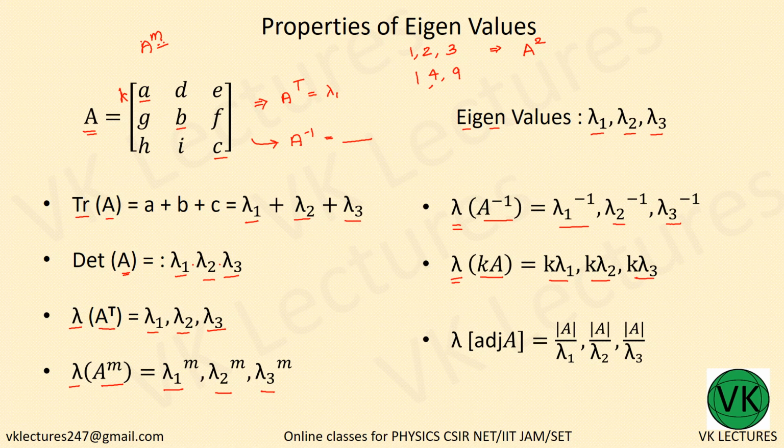Okay, now if I am finding the adjoint of the matrix A, how will the lambda change? The first eigenvalue will be equal to determinant of A by lambda 1, then determinant of A by lambda 2, determinant of A by lambda 3. These are the eigenvalues of adjoint of A. This is the first, second, and this is the third.